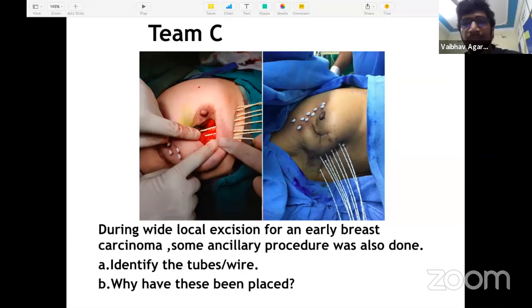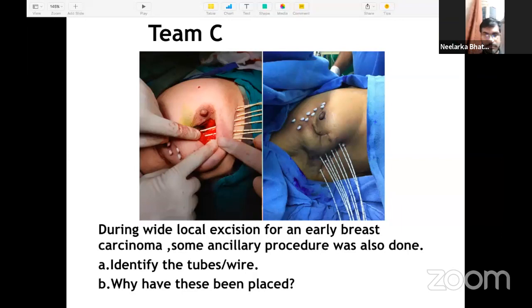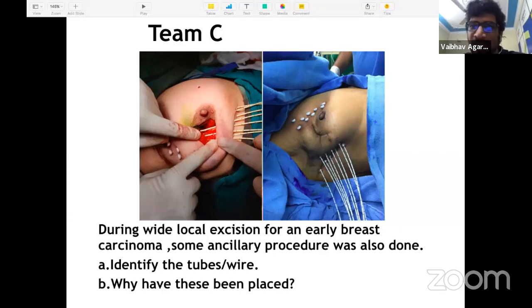Vaibhav? Yes, sir. These tubes or wires might have been placed to keep the tissue at the position or to prevent collection of any blood or something like that. That would be an oncoplasty. Anyone else? Have you seen this in your center? Or Corona has locked you inside your hostel rooms and you're not seeing anything practical. Anyway, these are brachytherapy wires which have been placed, and we are planning to do an accelerated partial breast irradiation. Okay, APBI.